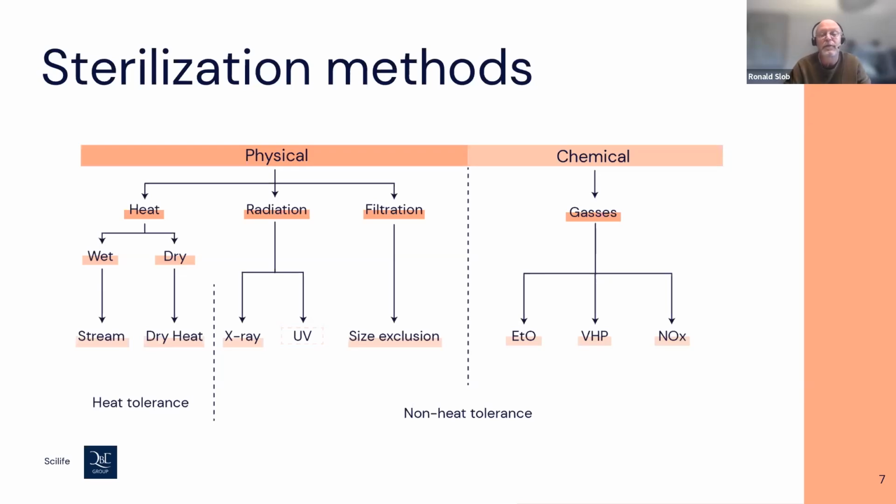And third, I have filtration, and filtration is just working on size exclusion. So you have a material, you have a bioburden in there, and you just want to remove the bioburden from your product. You make the hole so small that your product goes through, and the bioburden or contamination stays behind within the filter.